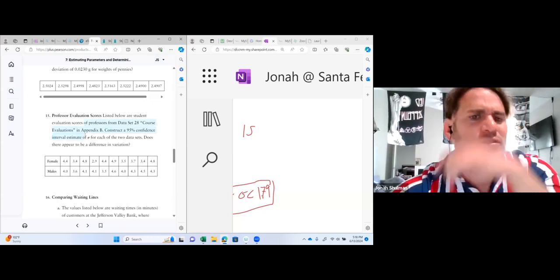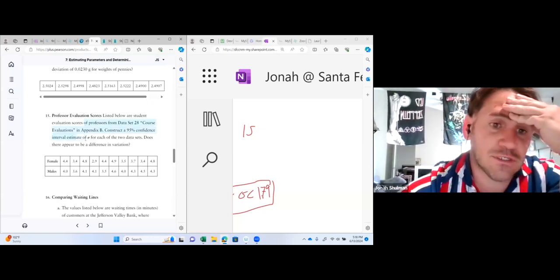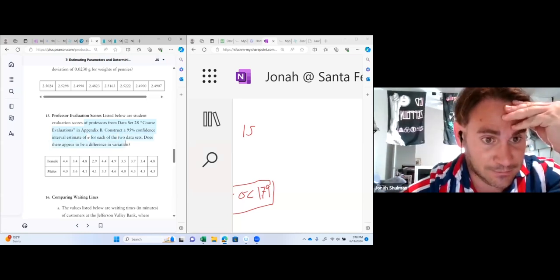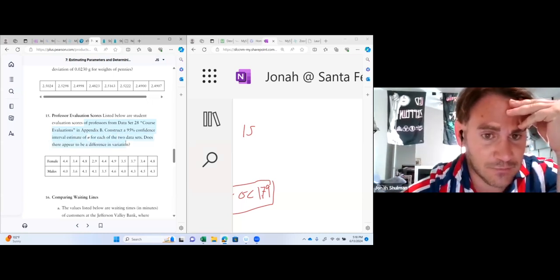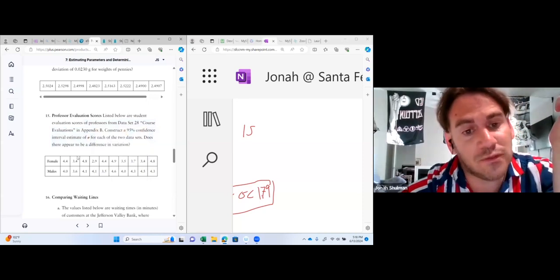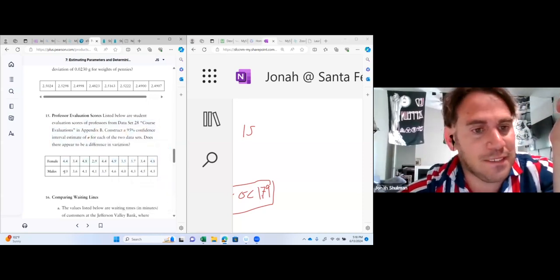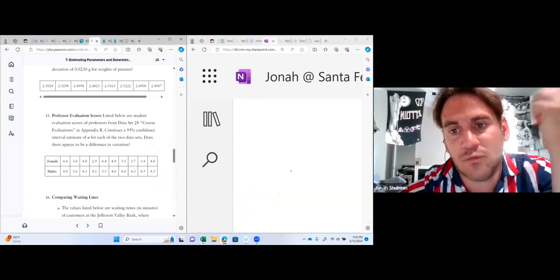In Appendix B, construct a 95% confidence interval for each of the 2 data sets. Does there have to be different variations? We have to do the same thing twice. This data set and this data set. So we got to do this for men and women.